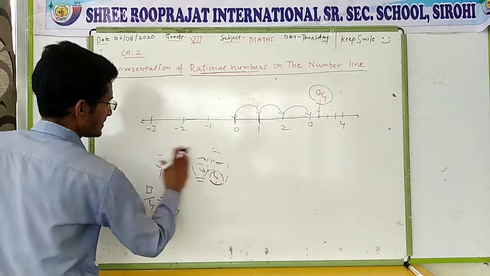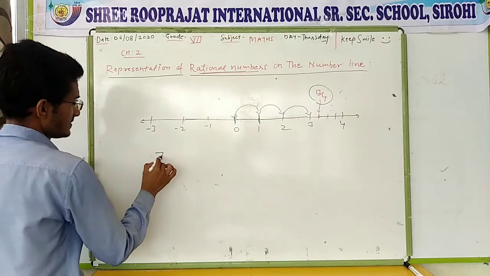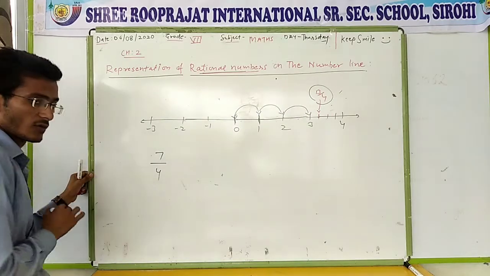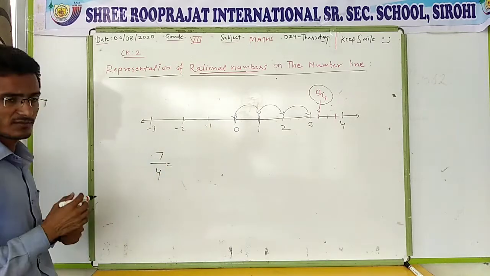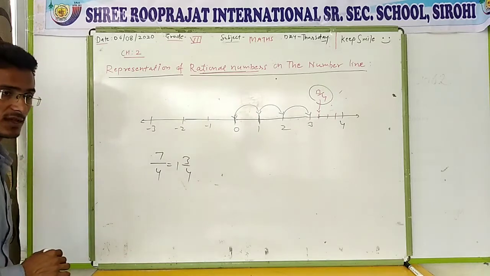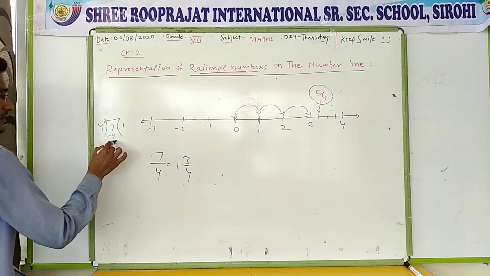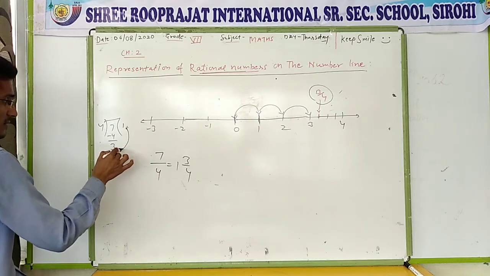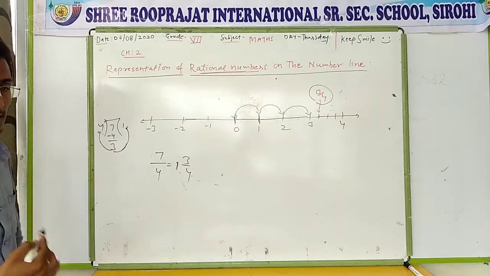Let's take one more example. Suppose 7 by 4 is given. Okay, we will talk about this with the second method. First of all, you have to change it into a mixed fraction. Then you will get 1 and 3 by 4. You have to divide 7 by 4. 4 ones are 4, remainder is 3. Start from here, 1, then 3, and then 4. 1 and 3 by 4.